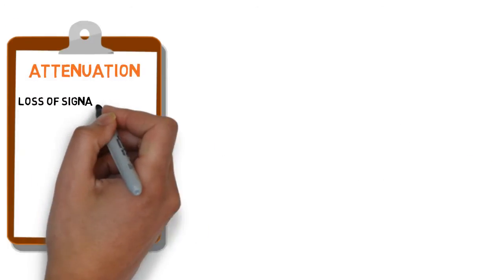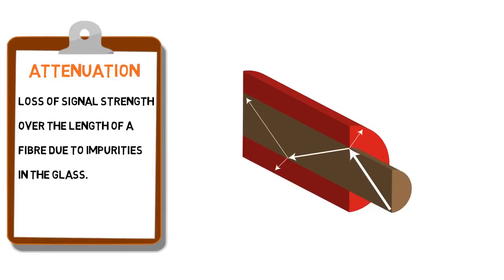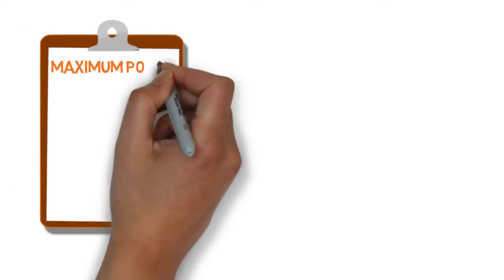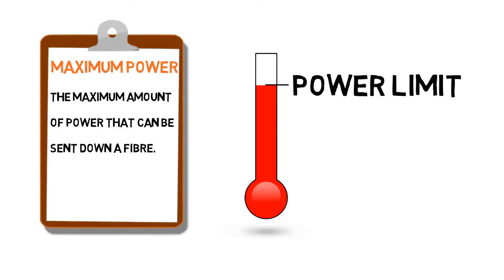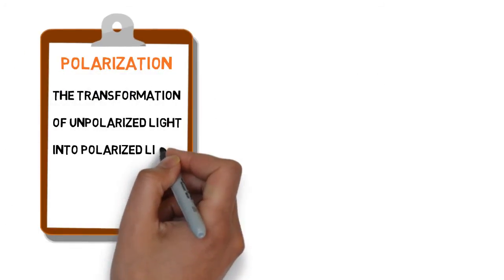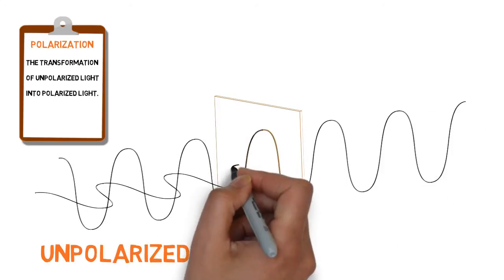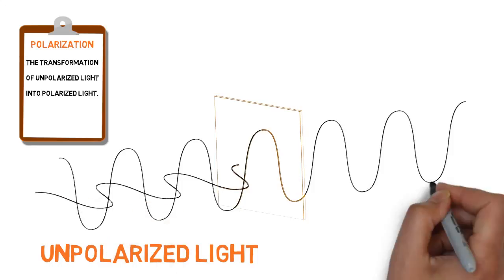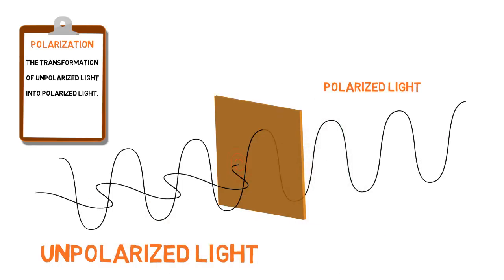Attenuation is the loss of signal strength over the length of the fiber due to impurities in the glass. Maximum power refers to the maximum amount of power that can be sent down a fiber. Polarization is the transformation of unpolarized light into polarized light. Unpolarized light, such as that which emanates from the sun, consists of waves that vibrate in multiple planes. Polarization allows only one of the waves to pass through a polarizer.